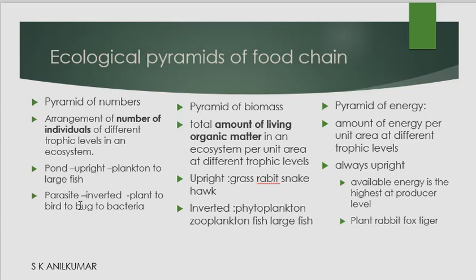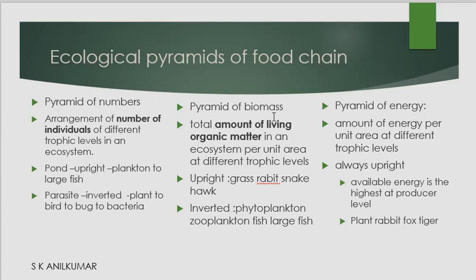Then you have a parasite model, which is an inverted pyramid. What is an inverted pyramid? There will be only one or two parasites, and then plant, bird, bug, bacteria. Lots of bacteria will eat on a few bugs, the number of birds will be less than the number of bugs, and the number of plants will be less than the number of birds. This is an inverted parasite model of the ecological pyramid in numbers.